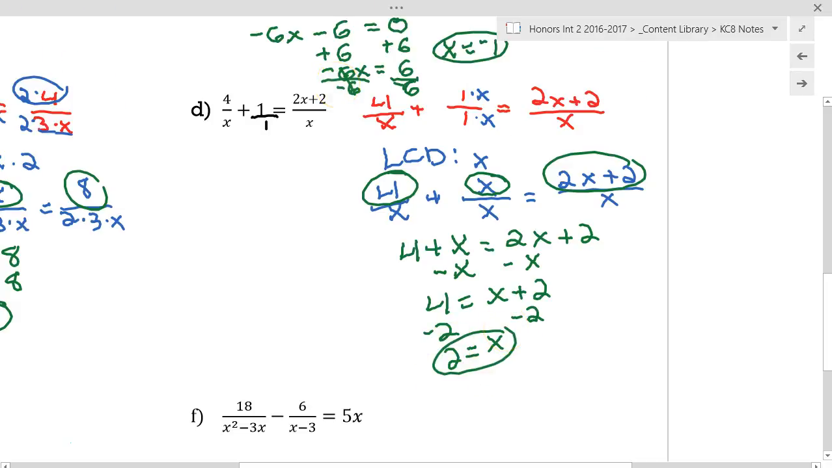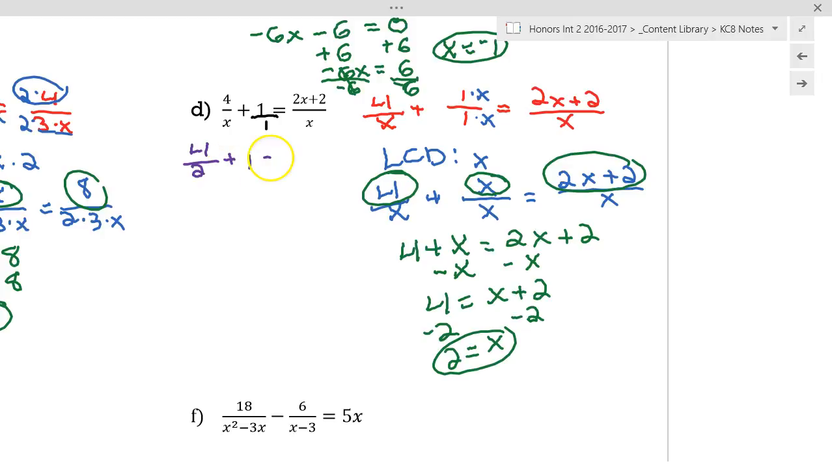Alright, after doing that, I'm going to substitute in. So I have 4 over 2 plus 1 equals 2 over 2 plus 2 divided by 2. When I do that, I get 3 equals 3. And that checks out.